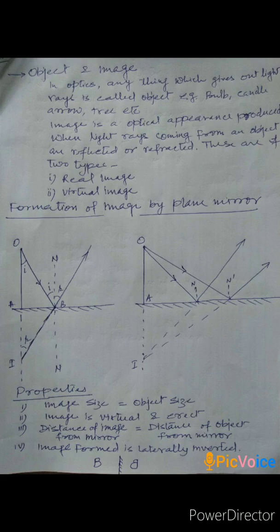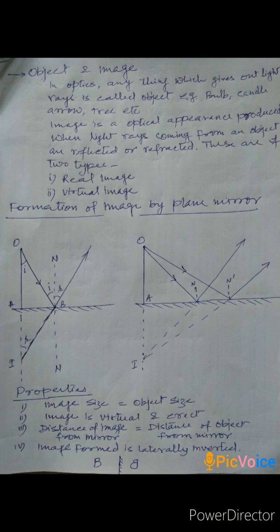In the real image, the light rays after reflection or refraction actually meet at a point and form a real image. On the other hand, in the virtual image, the light rays after reflection or refraction only appear to meet, forming an image called a virtual image.